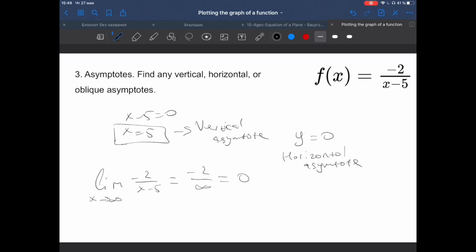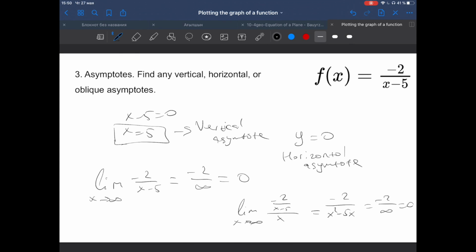And after that, let's check the oblique asymptote. To find the oblique asymptote, we take the limit of the given function divided by x when x approaches infinity. It means minus 2 divided by x squared minus 5x. If we put infinity instead of x, here will be minus 2 divided by infinity. And the limit will be 0.